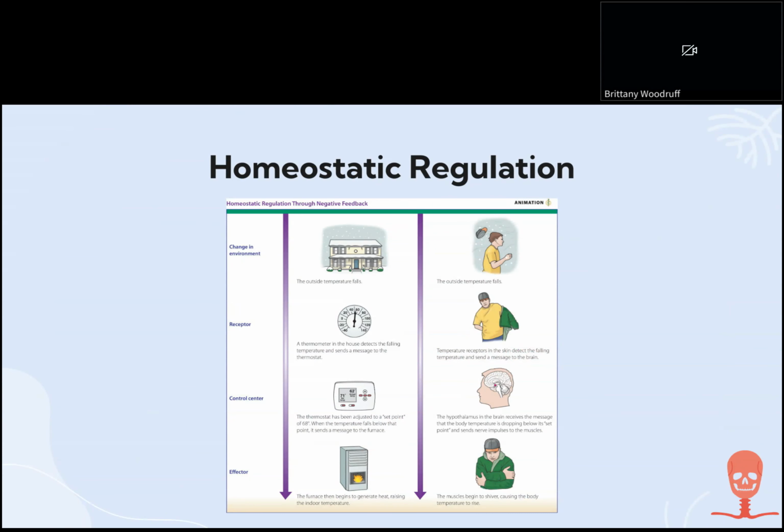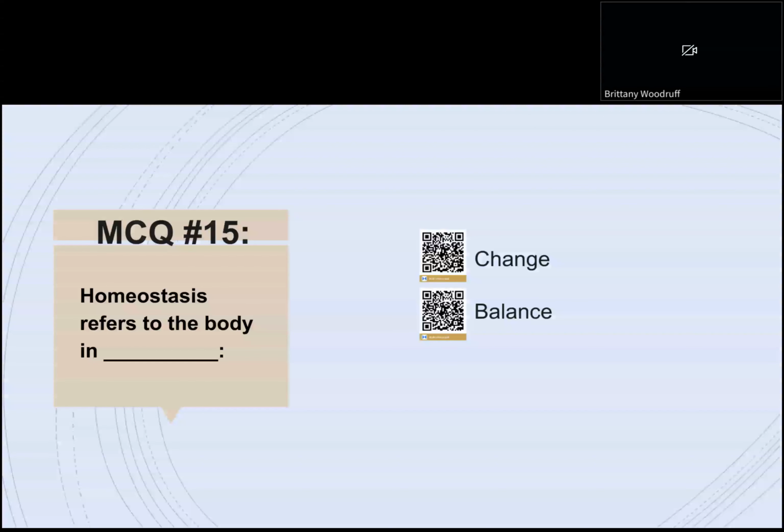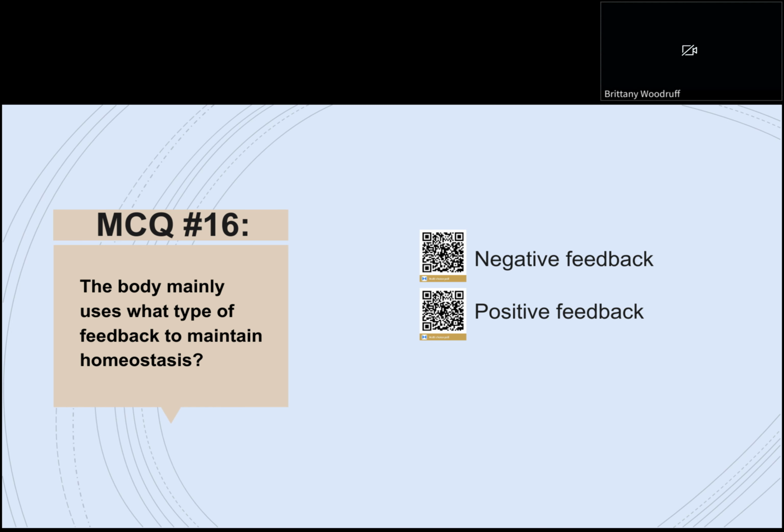This is the diagram from your book if you prefer to use that. It's the same thing. Homeostasis refers to the body in what? Balance, right? We're on a balance beam. The body uses what type of feedback mainly? Negative. What are the two examples of positive? Childbirth and blood clotting.